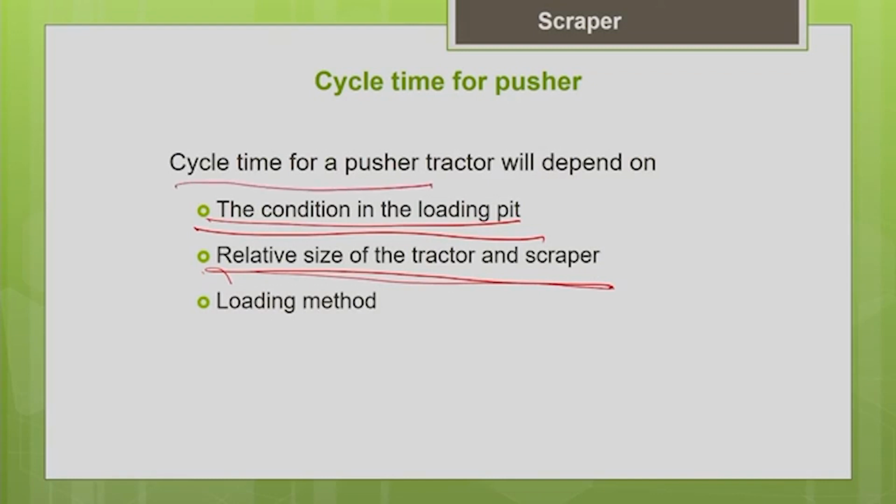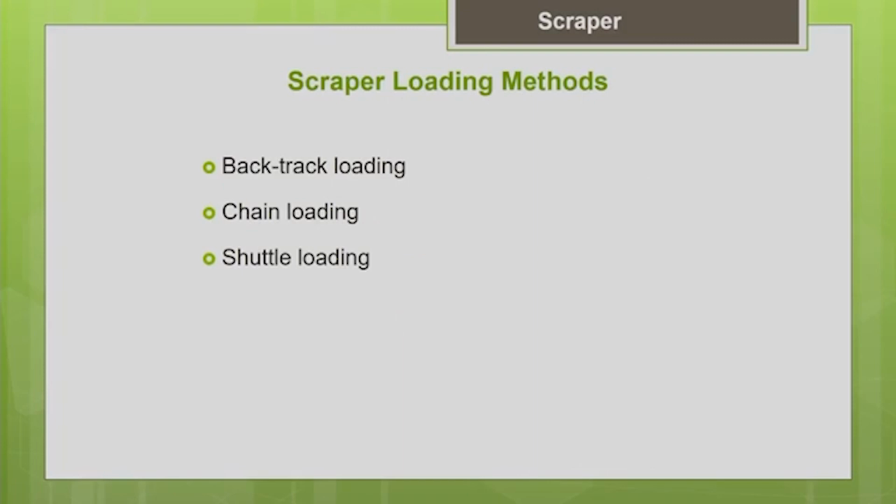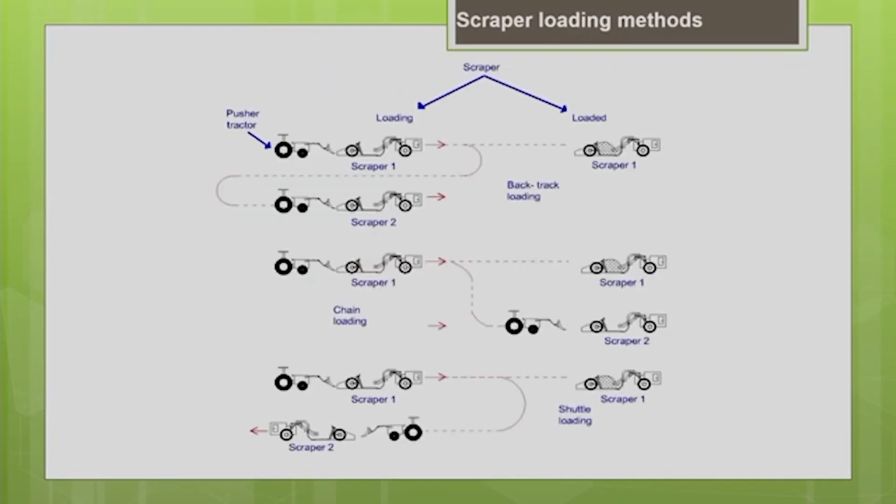And another important thing is the loading method. There are different loading methods. We are going to discuss each loading method one by one. So let us see what the scraper loading methods are: backtrack loading, chain loading, shuttle loading. What these loading methods are, we are going to discuss now. The first is the backtrack loading method. This pictorial representation will clearly explain the different types of loading methods. The first one is backtrack loading, the second one is chain loading, and the third one is shuttle loading.